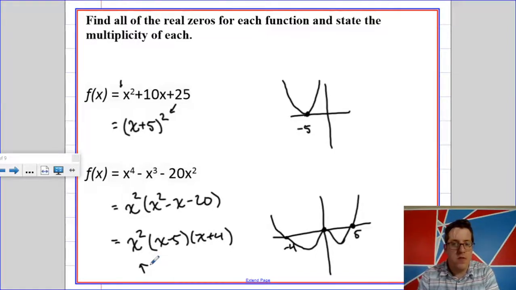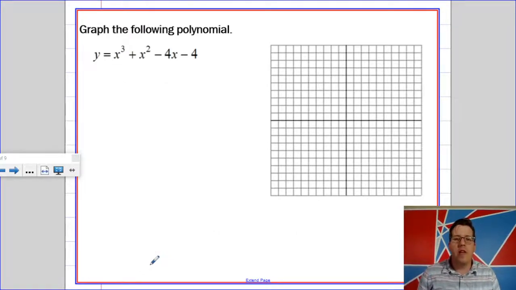It would allow us to do our polynomial inequalities much more easily than having to plug in test points. All right, so finally, we'll put this into practice. We'll look at one graph. I want to summarize everything we know so far.